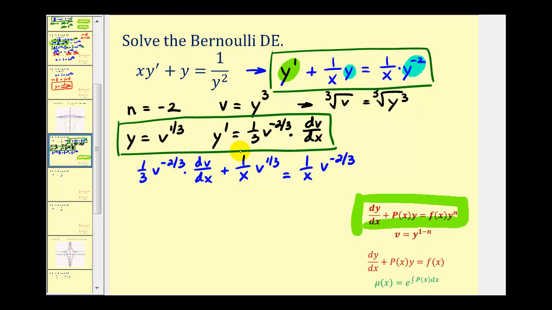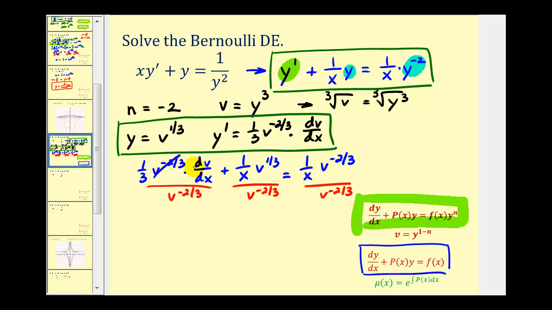Now that we performed this substitution, the resulting differential equation is a linear first order differential equation, or differential equation in this form here. But notice how the first term needs to be dy dx, so now we'll have to manipulate this to make it fit the form. Let's do this in two steps. Let's first divide everything by v to the negative 2/3 power.